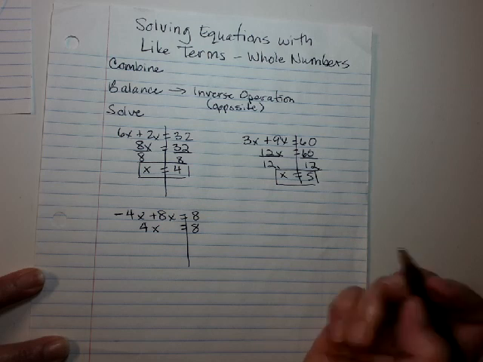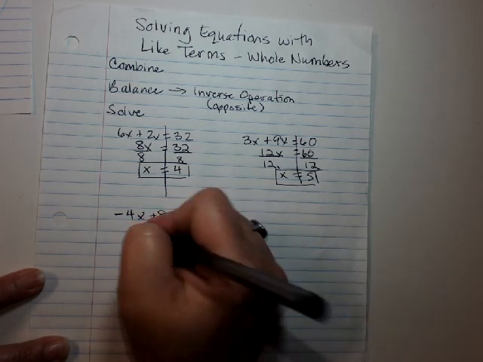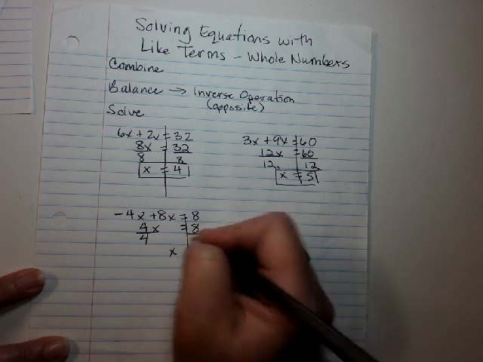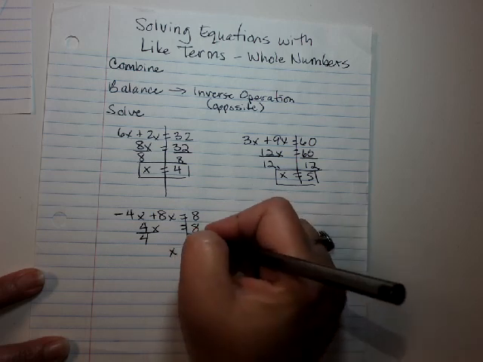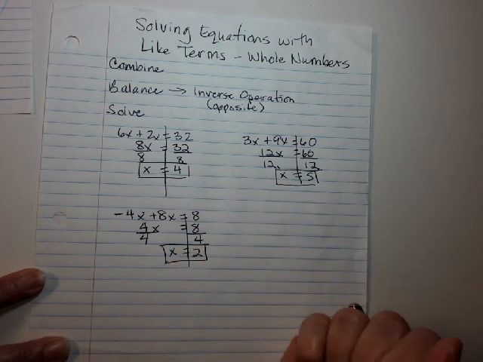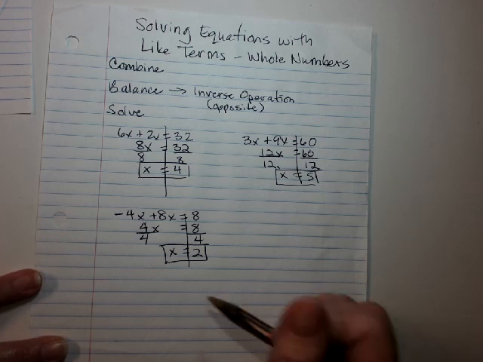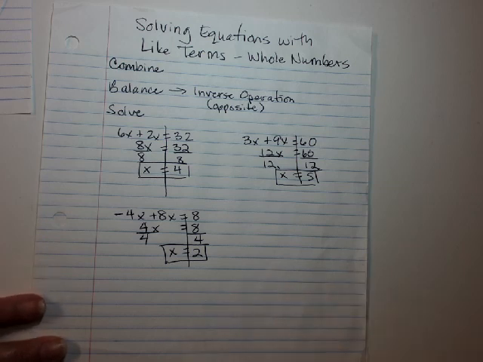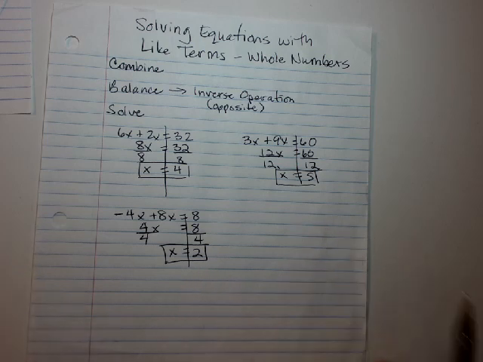Now we need to balance. So we have both sides, we're going to divide by 4. This brings down our x and equals, we divide by 4 here. 8 divided by 4 is 2. So here's our solution. We have x equals 2. So those have whole numbers, and they have like terms. We practice combining our like terms.